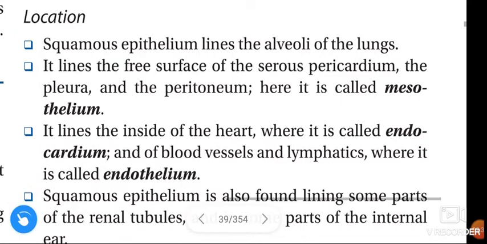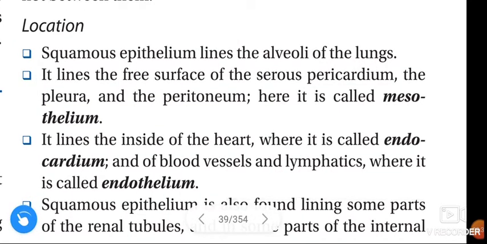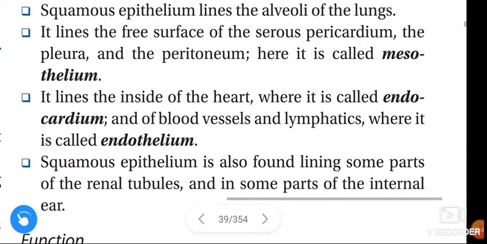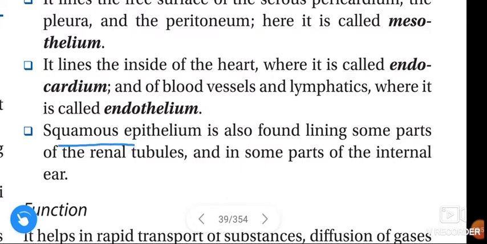Next, location of the simple squamous epithelium. The squamous epithelium lines the alveoli of the lungs. It lines the free surface of the serous pericardium, the pleura and peritoneum. Here it is called mesothelium. It lines the inside of the heart, where it is called endocardium, and the blood vessels and lymphatics, where it is called endothelium. And squamous epithelium is also found lining some parts of the renal tubule and in some parts of the internal ear.